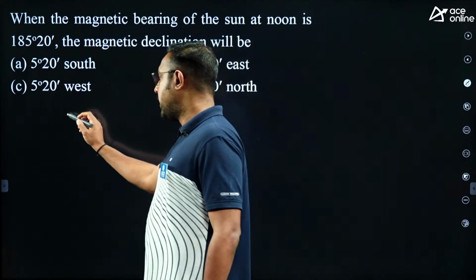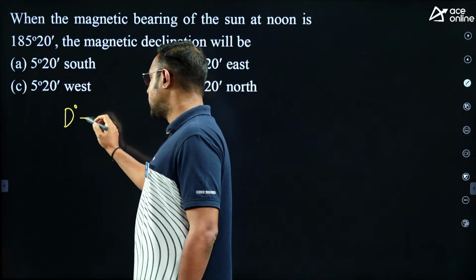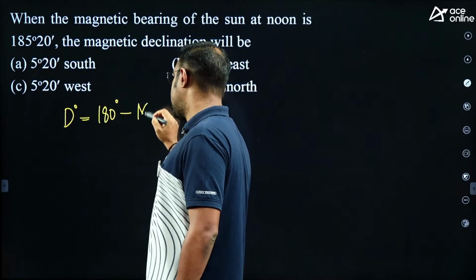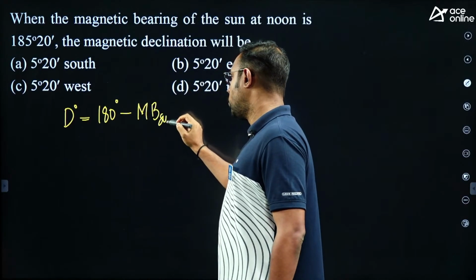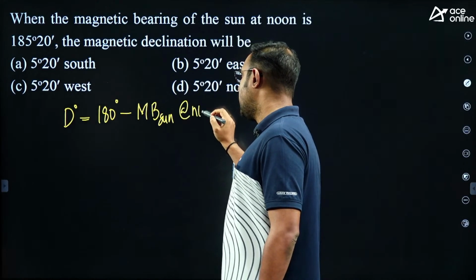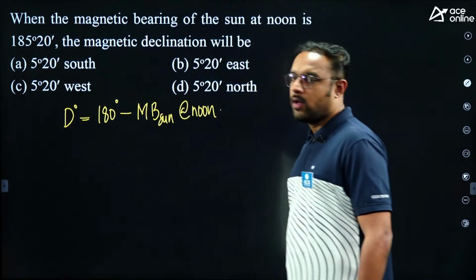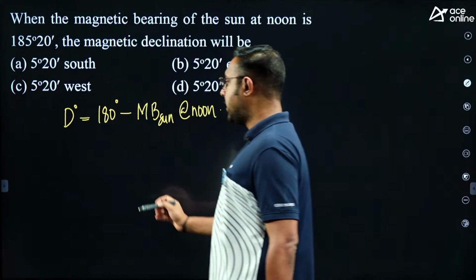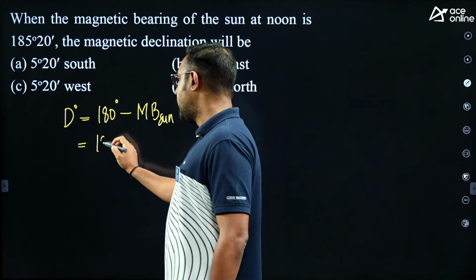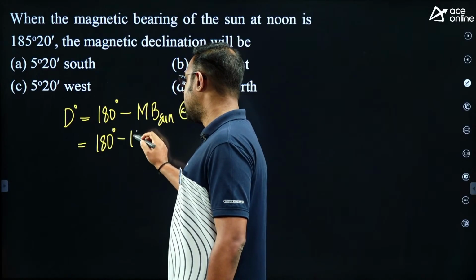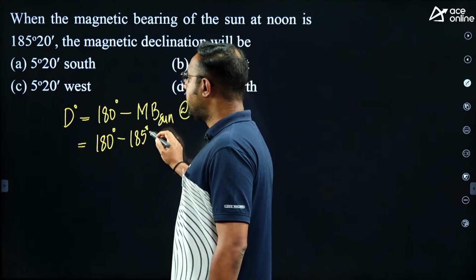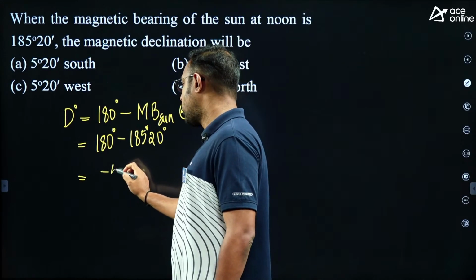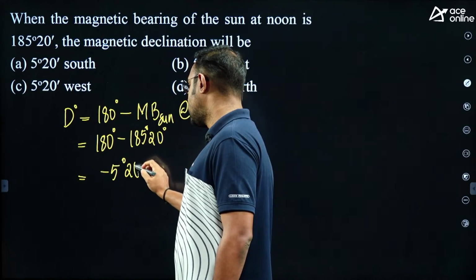So here the formula is declination is equal to 180 degrees minus the magnetic bearing of sun at noon. That is the formula. How that formula comes, you forget. So declination is equal to 180 minus magnetic bearing of the sun. So here it is 180 degrees minus 185 degrees and 20 minutes, and you will get the answer as minus 5 degrees and 20 minutes.